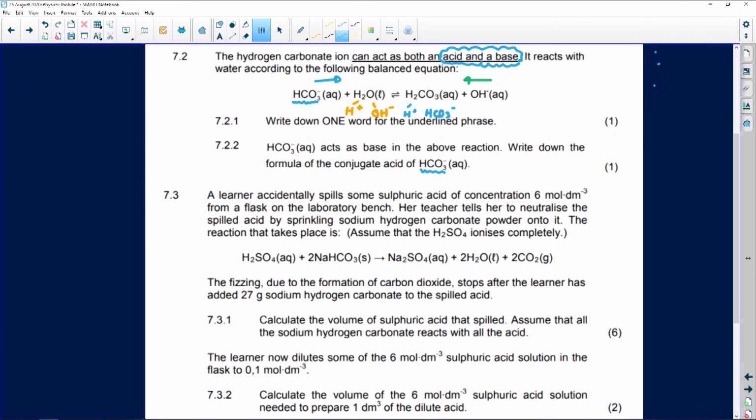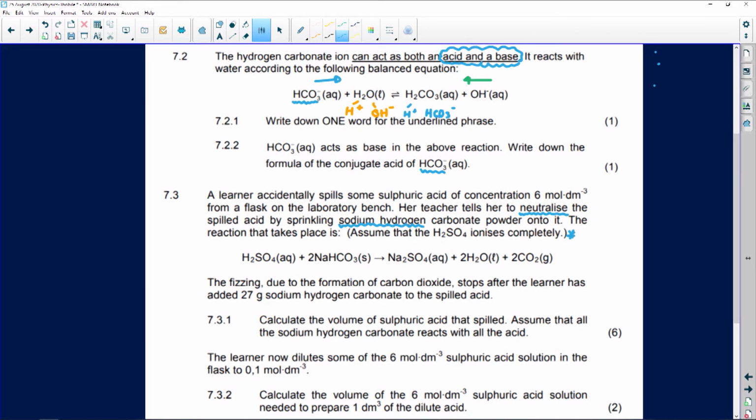After this learner has spilled the sulfuric acid with that concentration from a flask on the laboratory bench, her teacher tells her to neutralize the spilled acid by sprinkling sodium hydroxide. Sodium hydroxide is a base. Now, if you can remember, in the previous question, they used H2SO4 and sodium hydroxide, and we are using it exactly the same way here. But now it's in carbonate powder, onto it, and the reaction that takes place is here. So we must assume that H2SO4 ionizes completely.